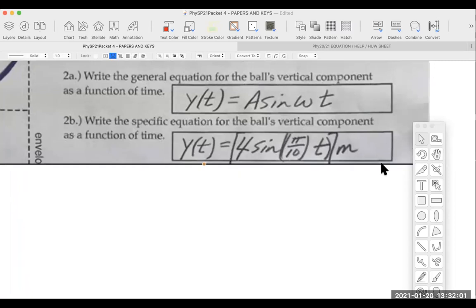Remember, amplitude is from the base up to either the maximum or the negative maximum. So 4 is, I just made that up. 4 meters is my amplitude. Now, where did I get this pi over 10 though? That's the question. Where did pi over 10 come from?